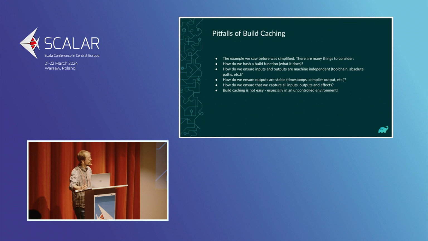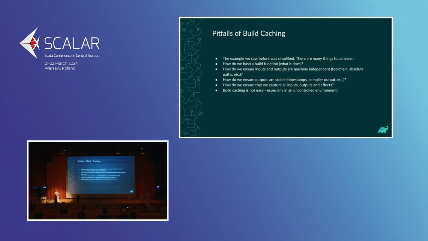So that's all very good, but it's not so easy to implement. Of course, as you can imagine, the example that we've seen at the very beginning was much simplified, because there are many things to consider when we want to implement build caching. First, how do we hash a build function? What really does it mean to hash a function? Moreover, we also have to make sure that all the inputs that we give to those functions are machine independent.